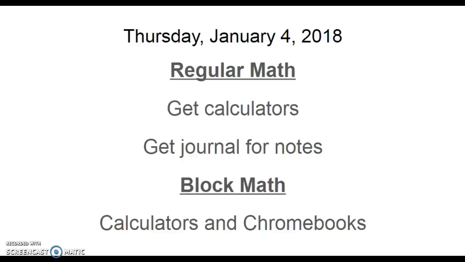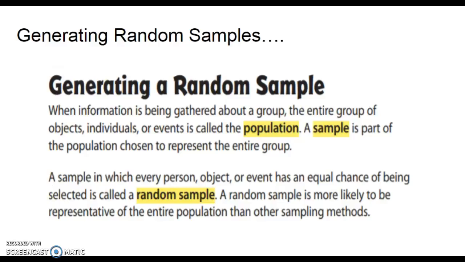Hi guys, it's Thursday, January 4th, and we are going to do the next part of Unit 11, generating random samples. There are three important vocabulary words in this section: population, sample, and random sample.